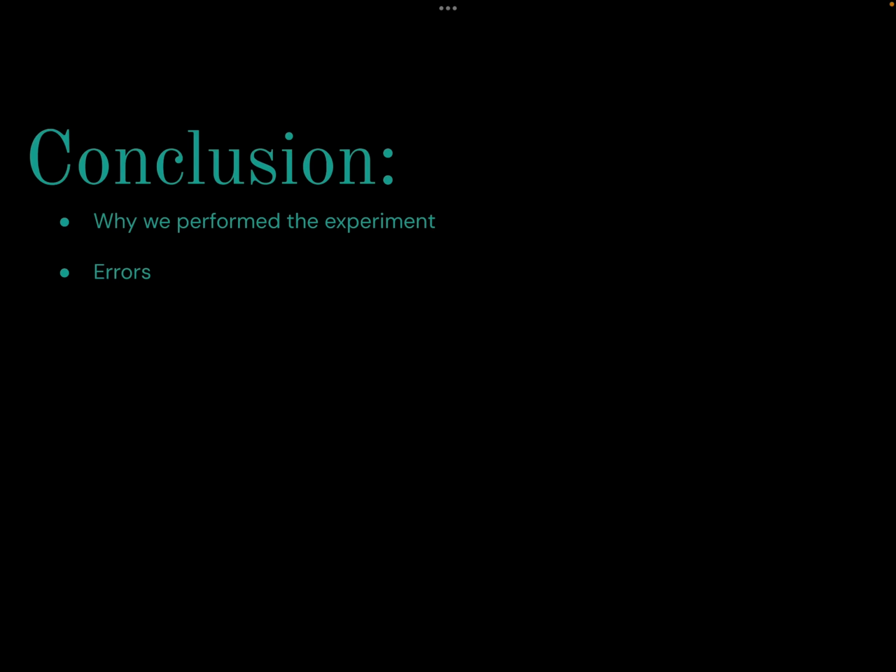Finally, we performed this lab so that we could better understand Faraday's law and study how a falling magnet induces current in a conductive tube, helping to reduce the speed of descent. And the errors in this lab include human error in the experiment, which could have reduced the time, or any other errors that could have occurred.